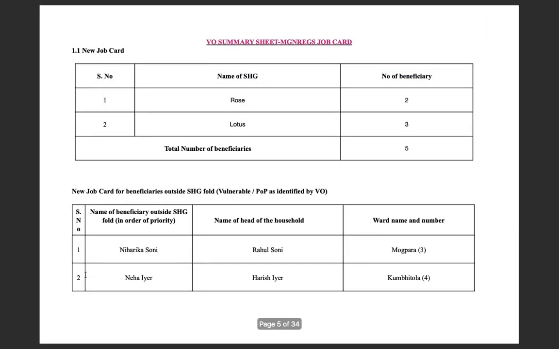1, 2, 3 beneficiaries. Now when we are filling the VO summary sheet for NREGA job card, we have to do nothing but count the total number of beneficiaries under job card in each SHG. So the columns are serial number, name of SHG, number of beneficiaries. So the Rose SHG, as I have shown you, has how many beneficiaries? 2 beneficiaries.